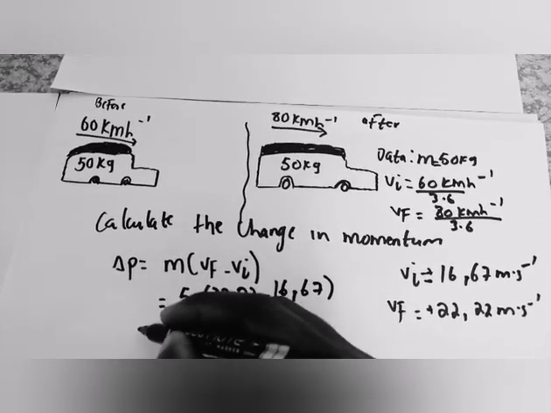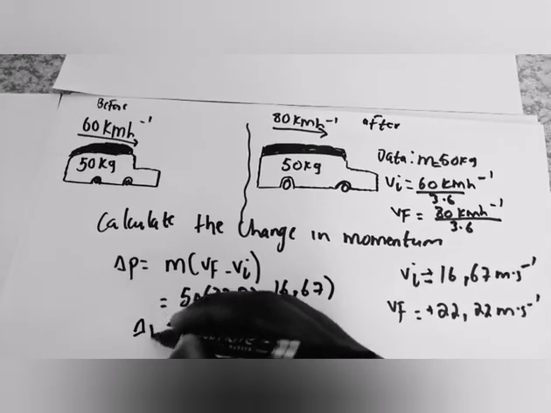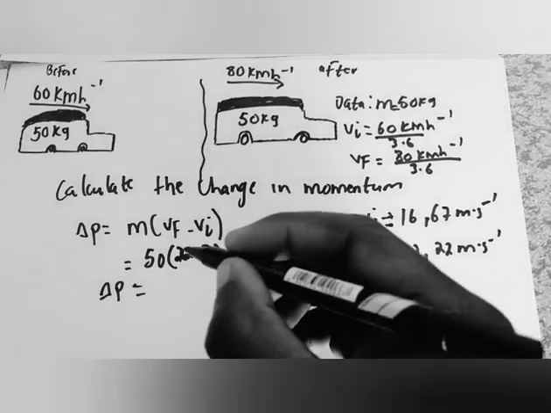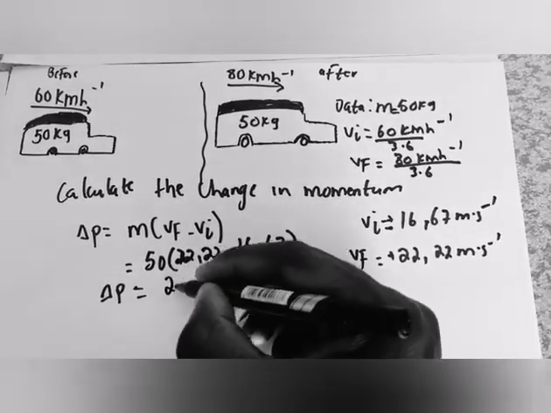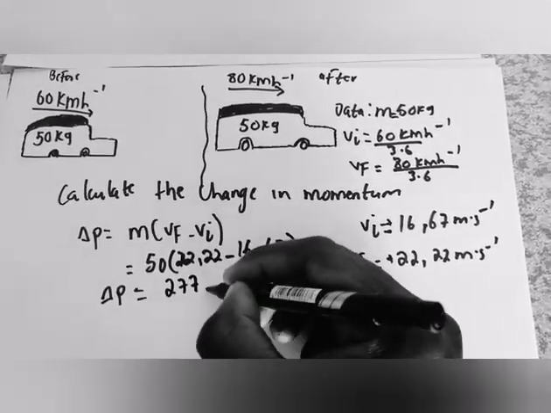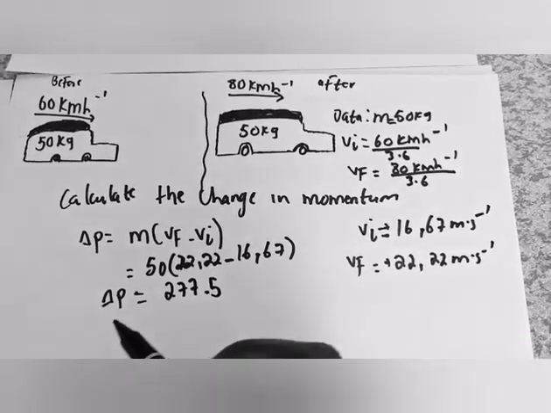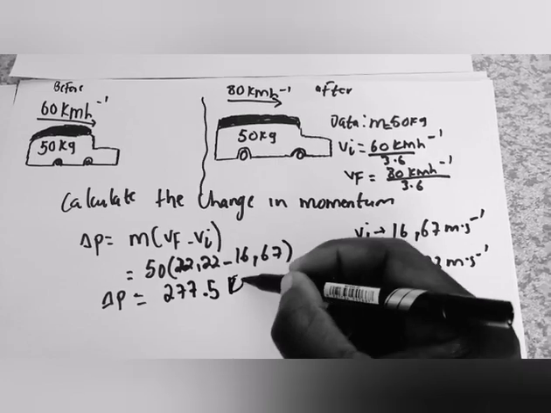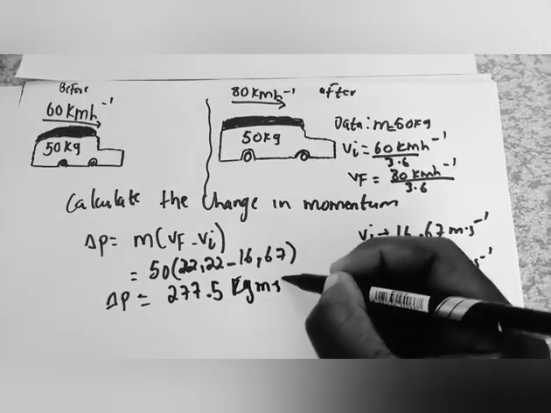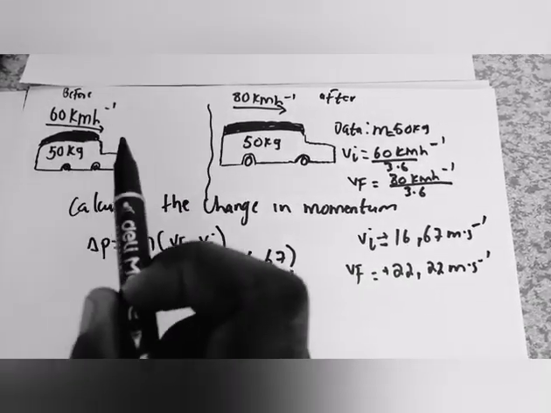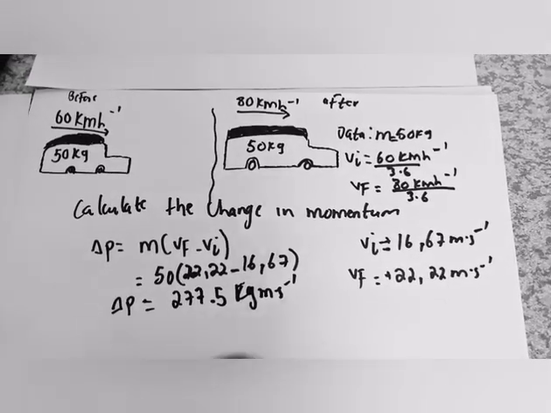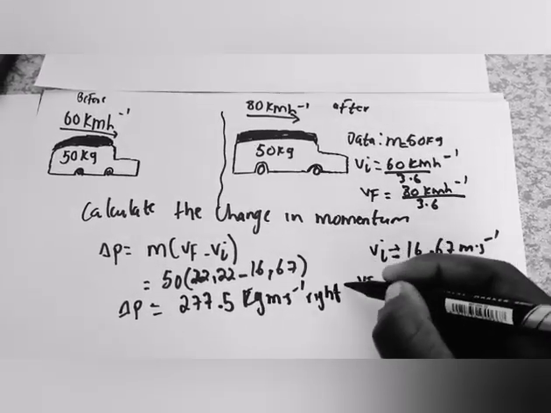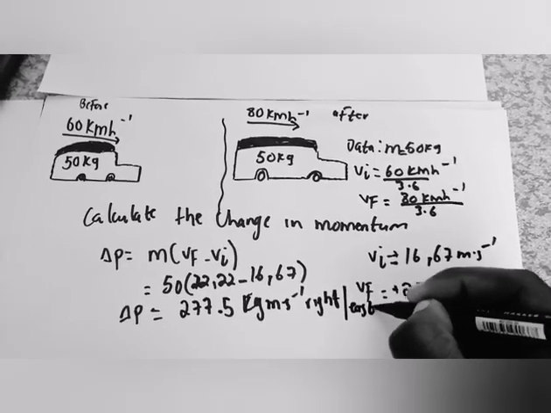You get the change in P, or delta P, or change in momentum, equal to, using your calculator, 277.5. So delta P is in kg meters per second. Consider the direction. Since it is going to the right, you say right or east.